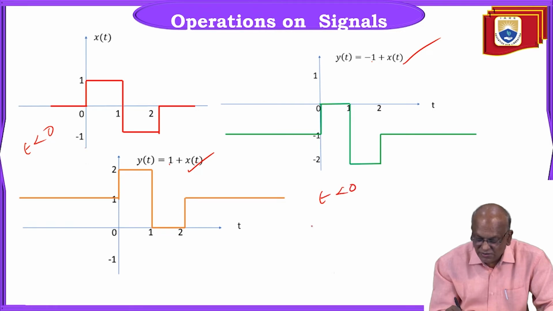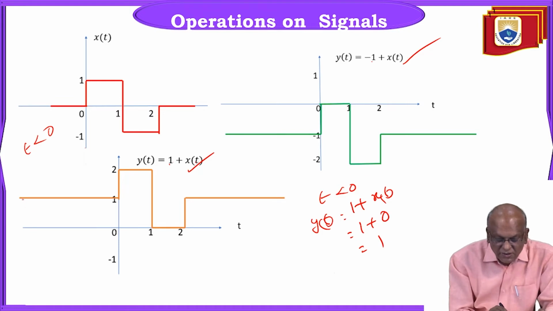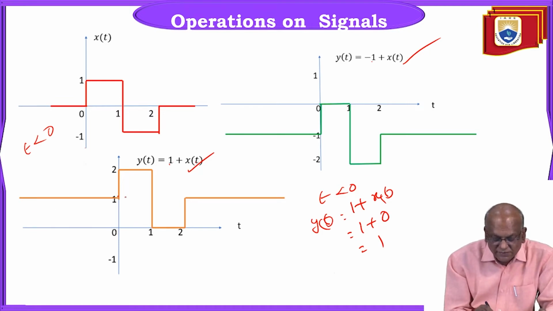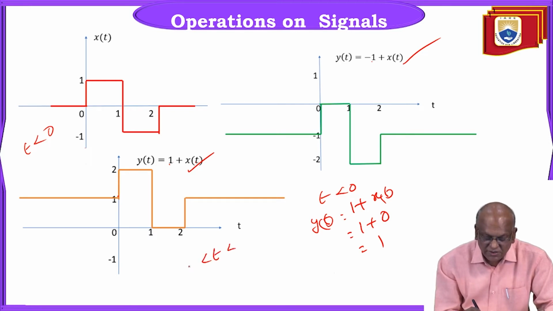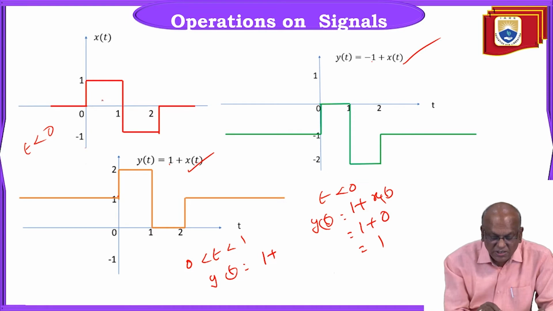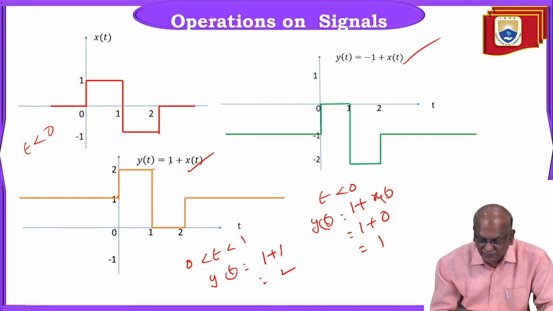For t less than 0, y of t equals 1 plus x of t, and x of t is 0, so 1 plus 0 equals 1. That's why we draw, for t less than 0, y of t equal to 1. For t between 0 and 1, y of t equals 1 plus x of t, where x of t between 0 and 1 equals 1. 1 plus 1 gives us 2. That's why this y of t value becomes 2.